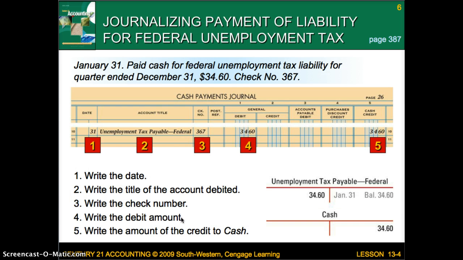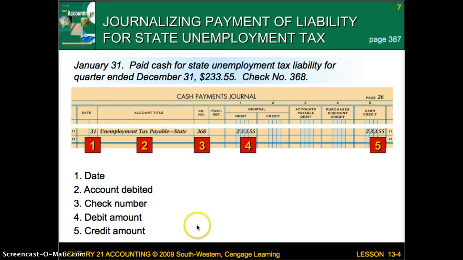Okay. Then we need to journalize the payment of the liability. This will be unemployment tax federal. The amount goes in your cash credit and your general debit, and you have a check number. Then you need to journalize payment of liability for state, same exact thing. We just change it to state, have the amount, check number.